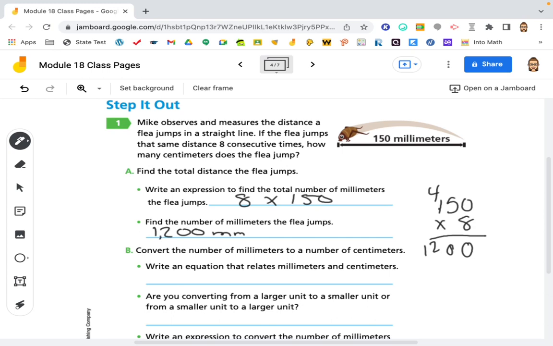Then it says convert the number of millimeters to a number of centimeters. Write an equation that relates millimeters and centimeters. Well, there are 10 millimeters in a centimeter. So 1 centimeter equals 10 millimeters. So we are going from a smaller unit to a larger unit.